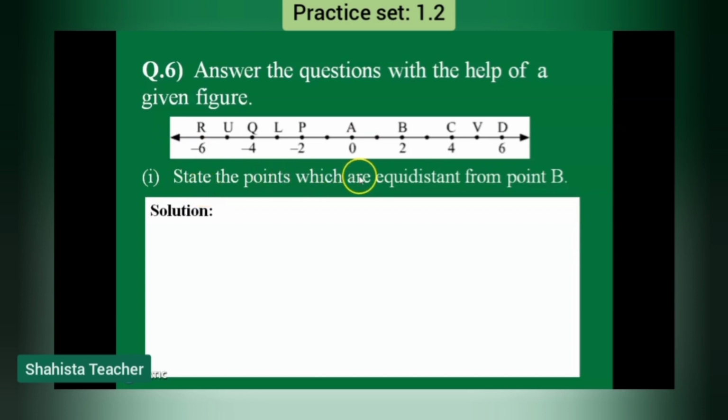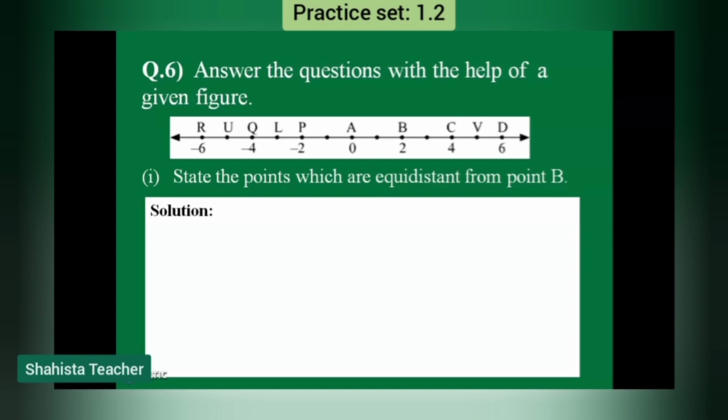State the points which are equidistant from point B. So here we have to say which points are equidistant from point B. First we have to identify which points are equidistant from point B. So the equidistant points are C, D, A and P. These all are the equidistant points.